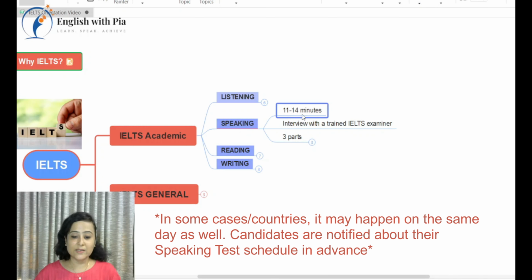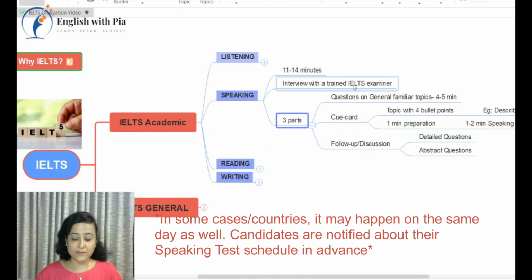All right, so as I said, it will be an 11 to 14 minute interview, and the interview is with a trained IELTS examiner who will score you on the basis of your fluency and coherence, and there are other criteria that will come at a later part.